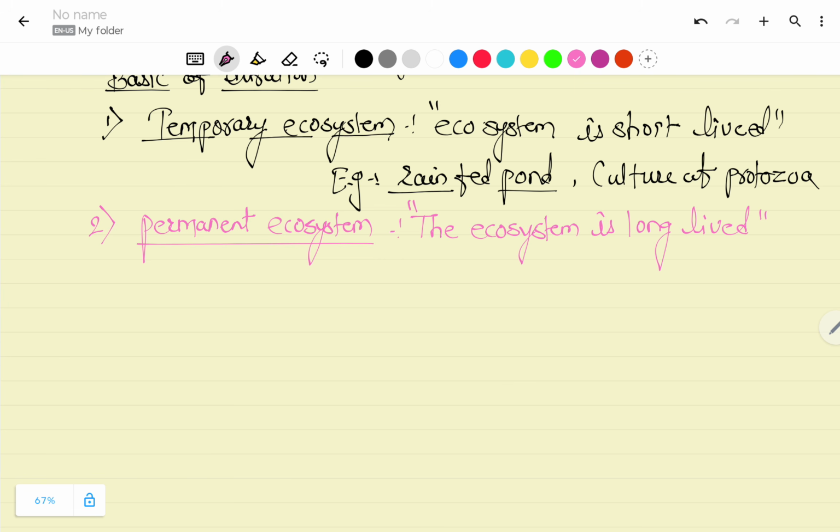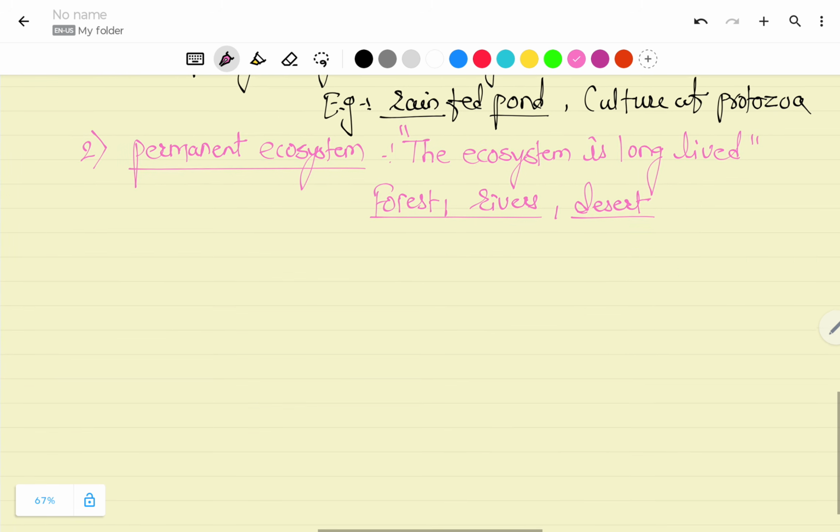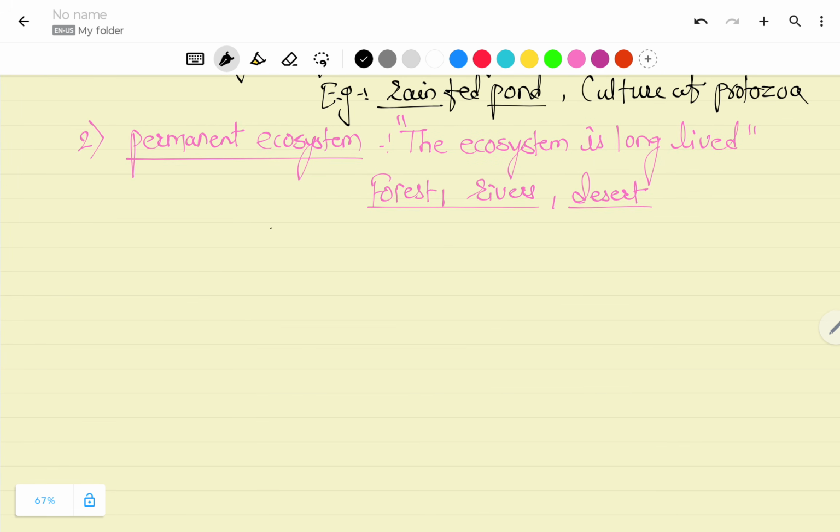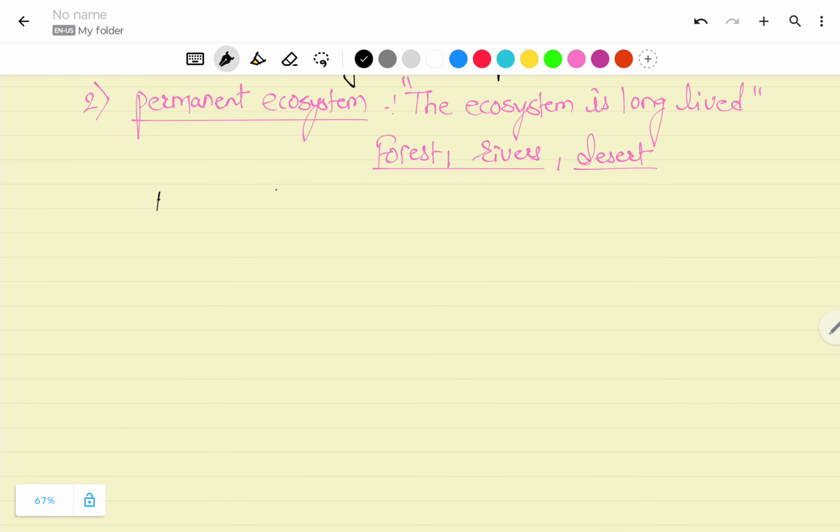What is an example of a permanent ecosystem? Examples: forest, river, desert. So this is the permanent ecosystem. Now we again classify the ecosystem on the basis of size. The ecosystem becomes two types.